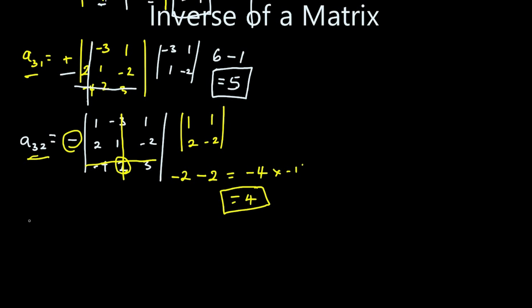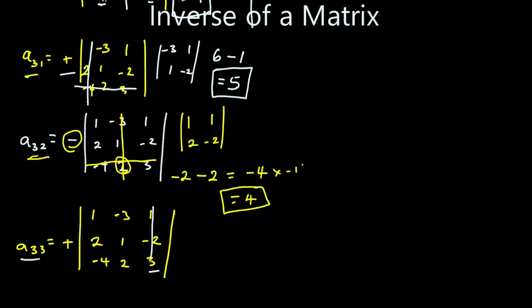Lastly, we have the element in A33, where our sign there is positive. So we have positive, and then we have our matrix 1, minus 3, 1, 2, 1, minus 2. We have minus 4, 2, 3. We close down the element in A33, which is 3. So we close this row, we close this column. We remain with 1, minus 3, 2, 1.